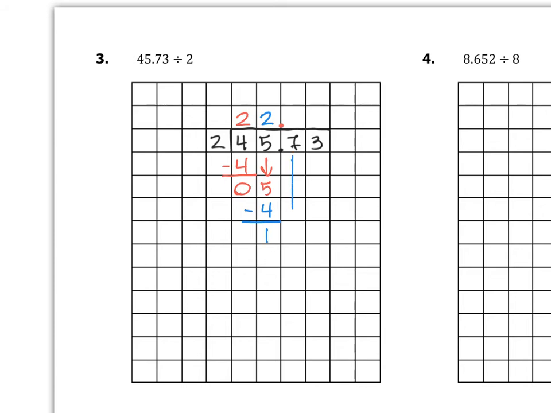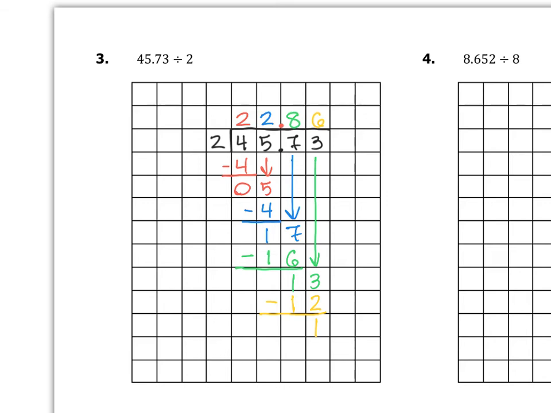And so now I'll bring down my 7, and I'll try to take 2 into 17. 2 will go into 17 8 whole times. 8 times 2 is 16. 17 minus 16 is 1. And then I bring down my 3. I take 2 into 13. 2 goes into 13 6 whole times. 6 times 2 is 12. I subtract, and again I get a 1 here.